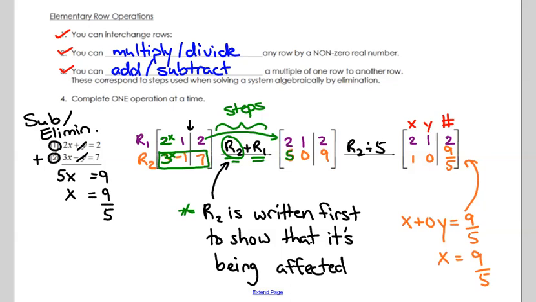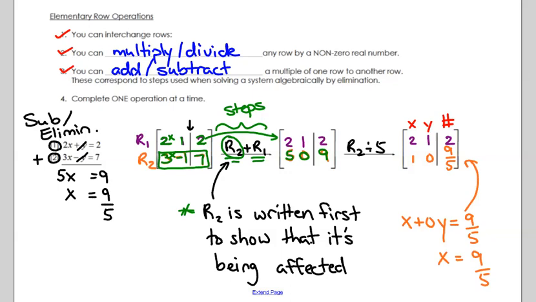Okay, let's try that again. I'm going to take my second row, -1, and add it to my first row, 1. I'm going to get a 0. The 7 is going to add to the 2. I'm going to put my answer down here, and I have not changed row 1.